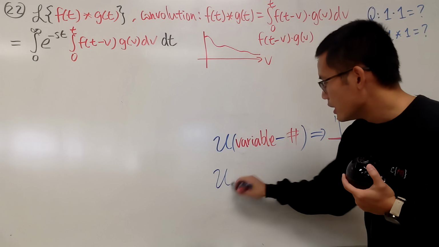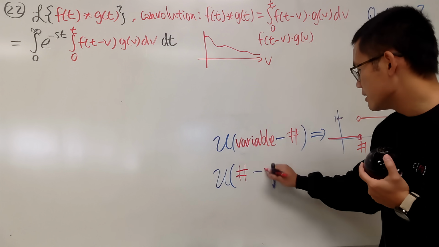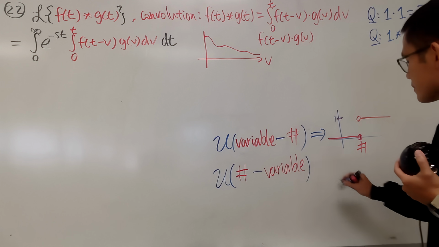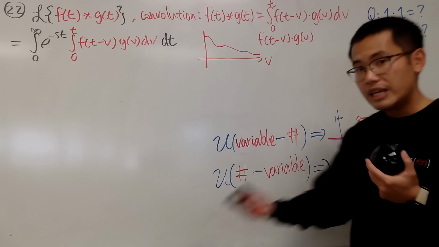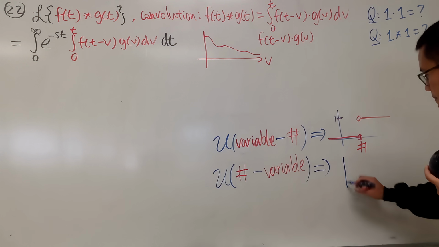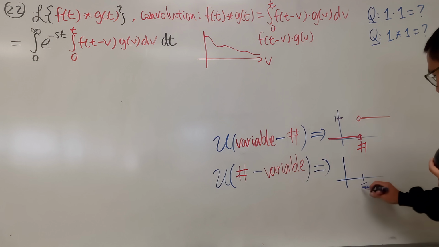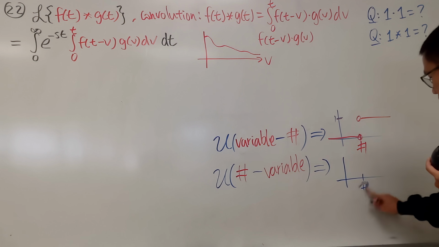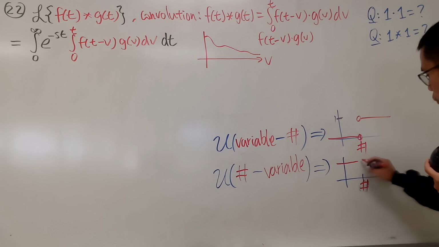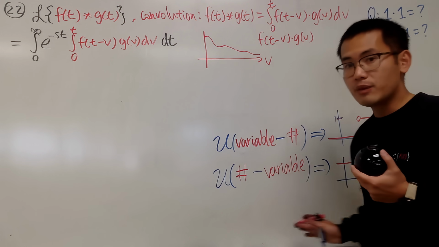However, if you have the unit step function of the number minus the variable, this will give you the other direction. So let's say here is the number, here's the number in red. Anything before is 1, and anything after that is 0. So be really careful with this.